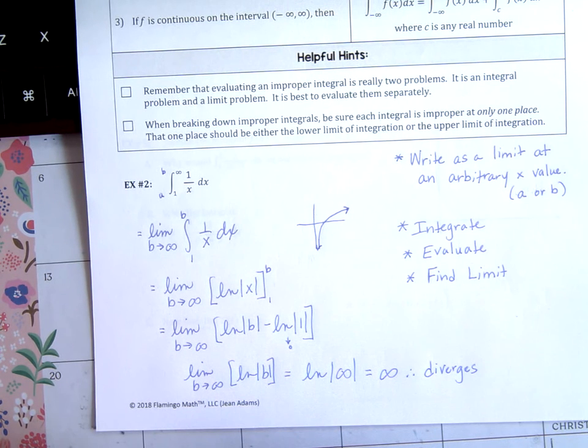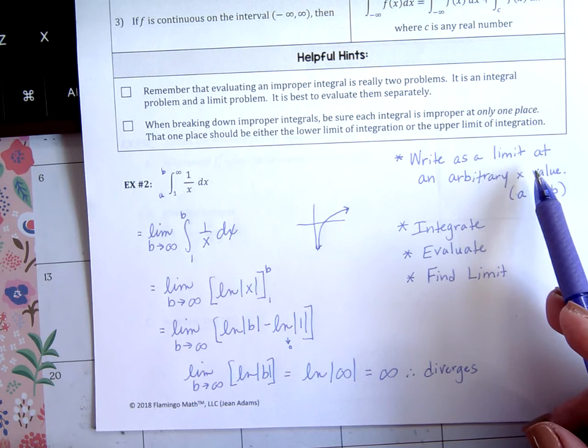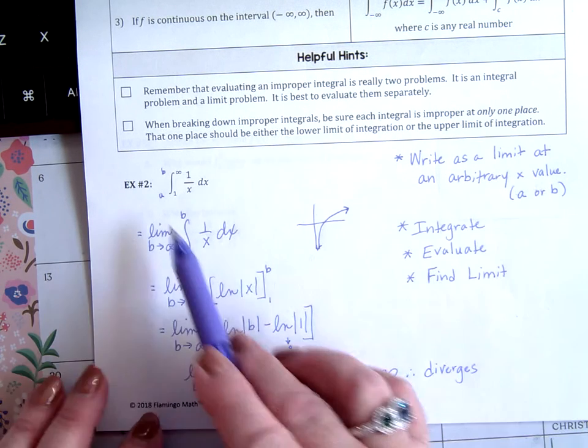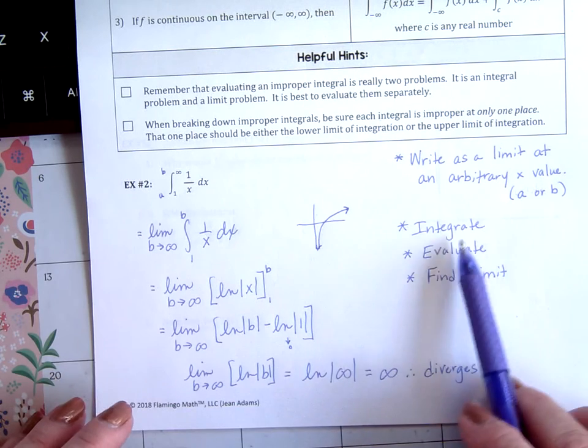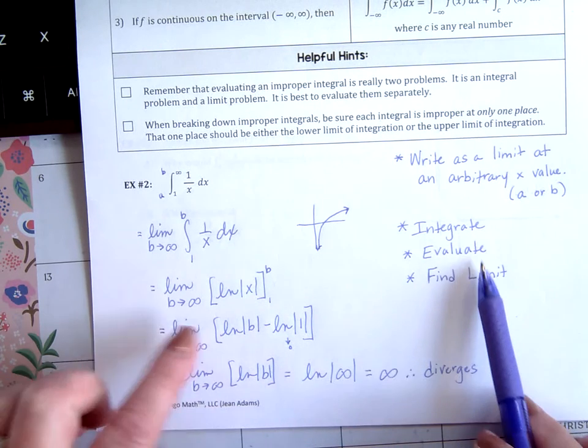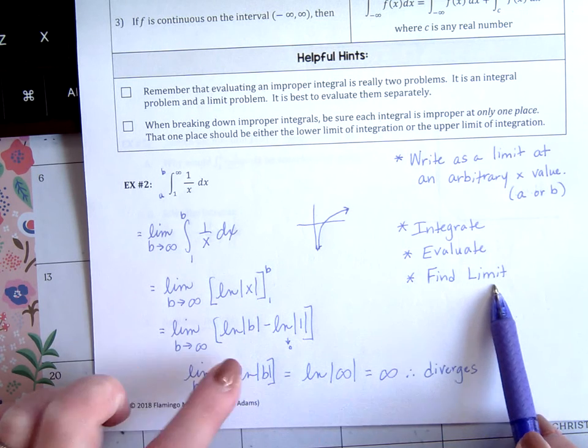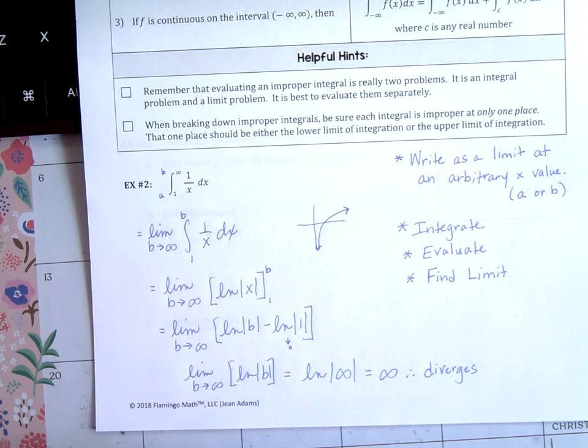So they're the steps. We're going to write them as limits, changing the infinity to an a or a b, depending on where it's located in my bounds. Then you're going to integrate it. Then you're going to evaluate it, f of b minus f of a, and then you're going to find the limit at the end. Okay? Improper integrals. Let's see if we can grow on that.